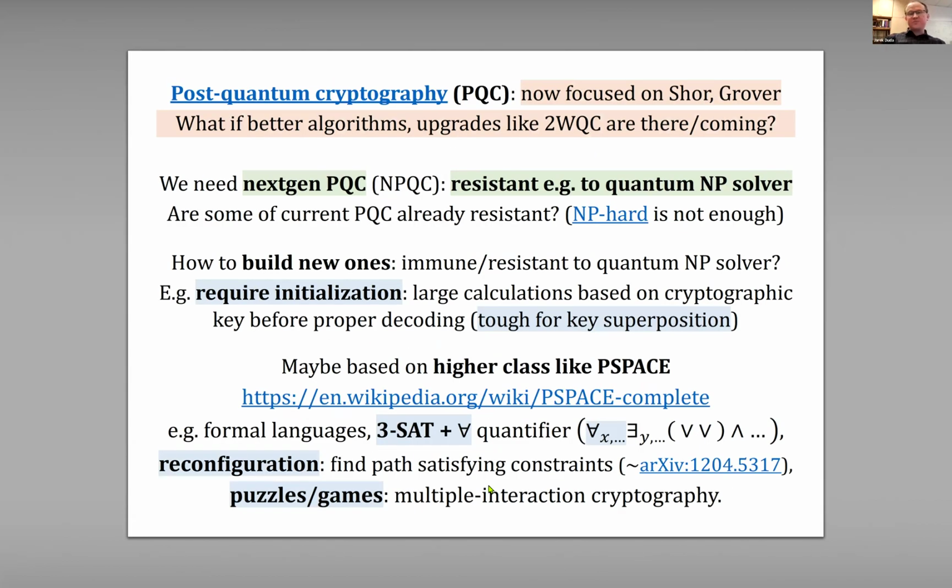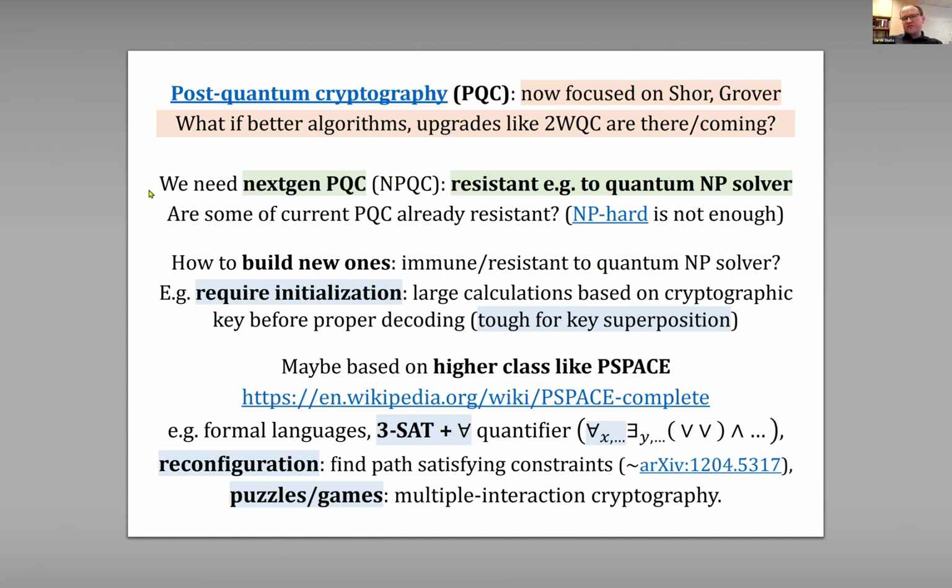Okay, so one slide about these possible consequences. The current post-quantum cryptography is focused on the Shor and Grover algorithms. I think it's not very responsible, because there could be better algorithms, improved algorithms like two-way quantum computers. So I think it would be safer to at least search for better post-quantum cryptography. So the question is about some next-gen post-quantum cryptography, which could be resistant, for example, to a quantum NP solver. I think this might be approachable in the future, for example, with two-way quantum computers.